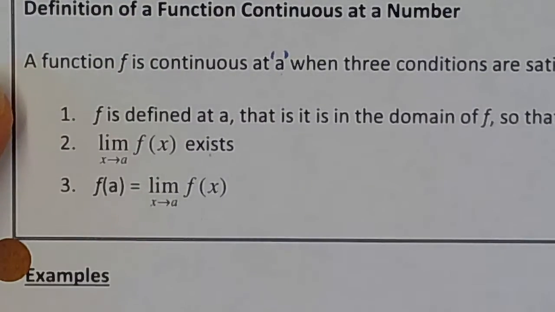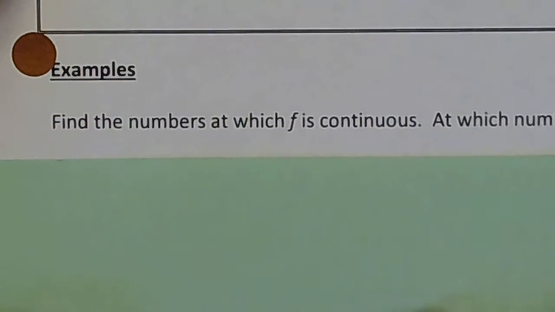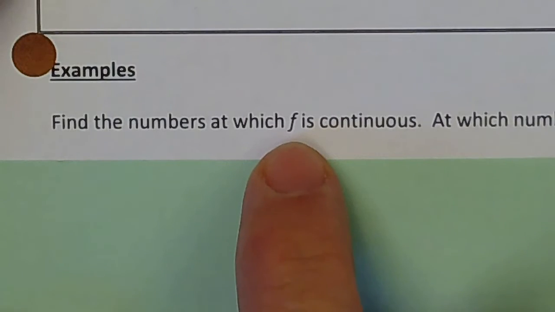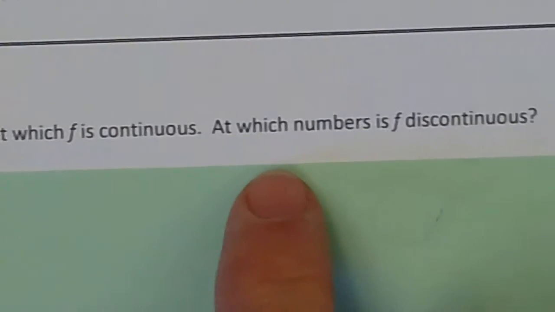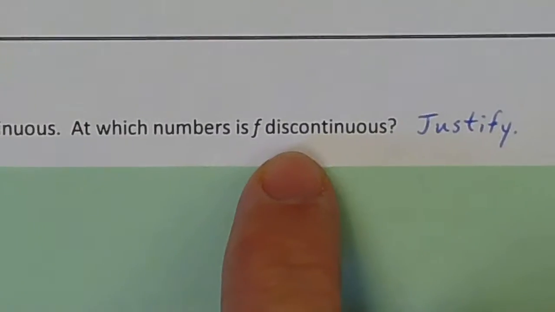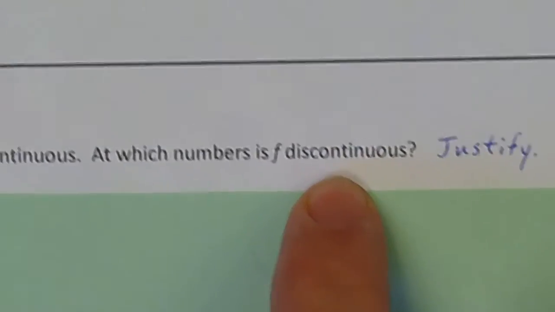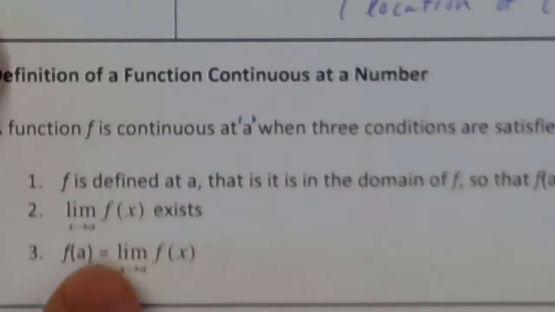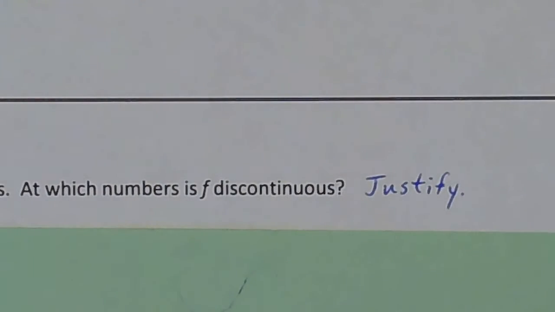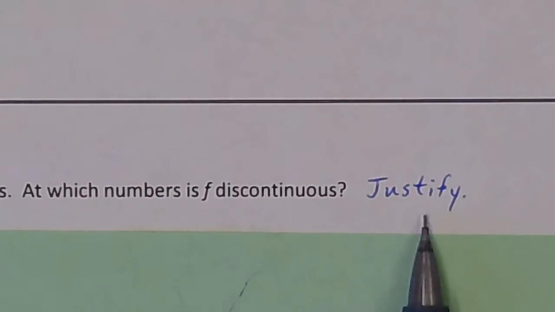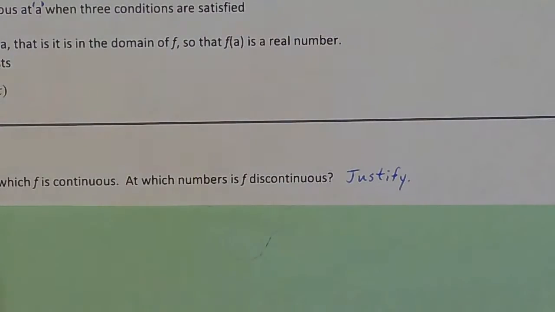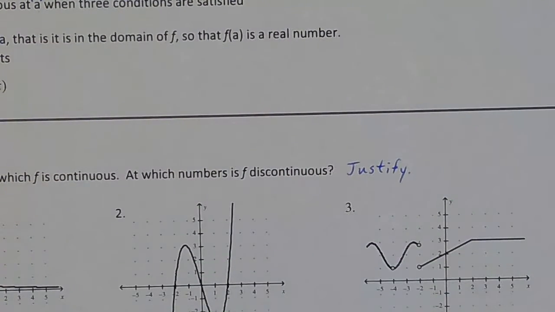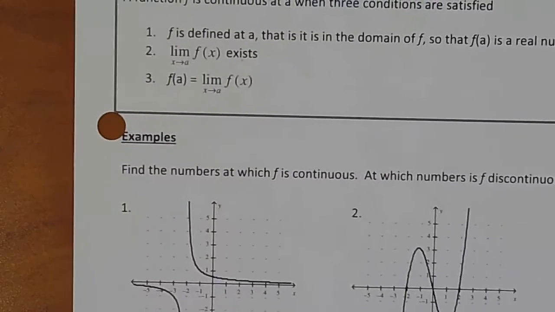Okay, so let's take a look at the first one here. Find the numbers at which f is continuous. At which numbers is f discontinuous? So usually when it's discontinuous, we're going to use one of these three options here to justify it. So you may want to add that to your directions. If it is going to be discontinuous, we'll justify it by the means above. All right, so here we go. First example. Find the numbers at which f is continuous.